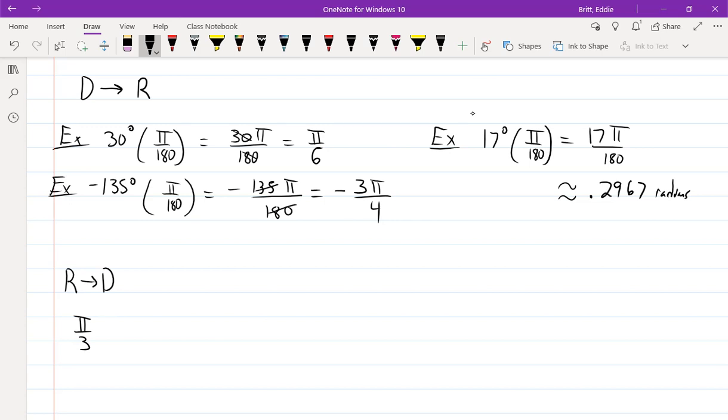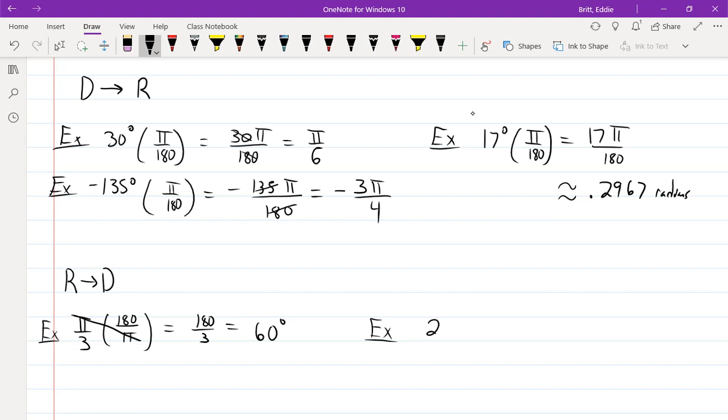So instead of multiplying by pi over 180, I would multiply by 180 over pi. Alright, and the pi's would always cancel out like that. And so then I have 180 divided by 3, which when you do that, you get 60 degrees. So the pi's will always cancel out. If you have a radian that has a pi in it, the pi's will always cancel out.